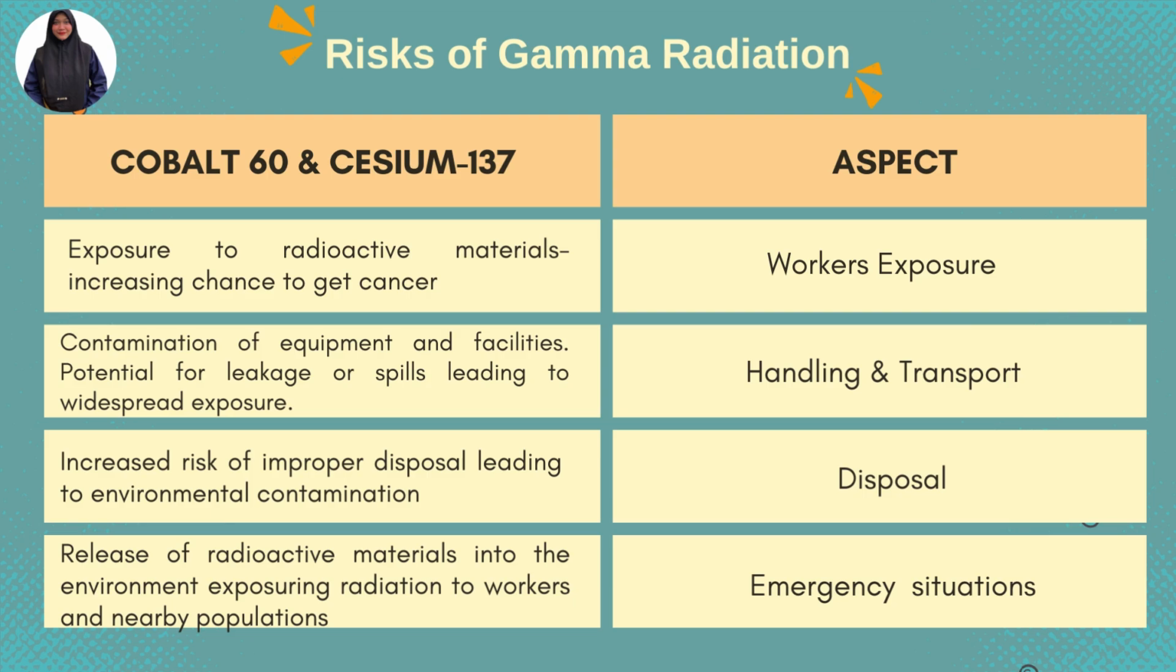Cobalt-60 and cesium-137 have a specific way to be disposed of. This is because of the risk of improper disposal leading to environmental contamination. In an emergency situation, where the equipment is burned or exploded, cobalt-60 and cesium-137 can release radioactive material into the environment, exposing workers and the nearby population to radiation.